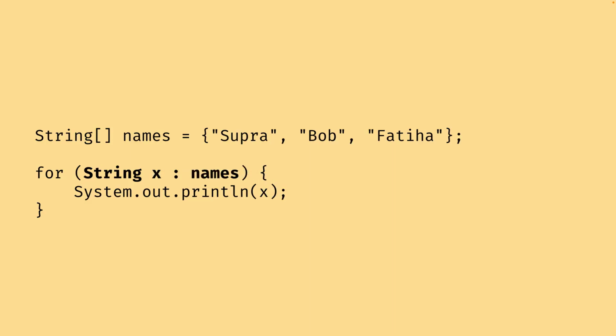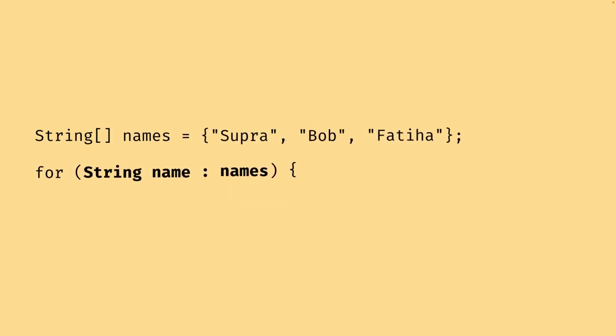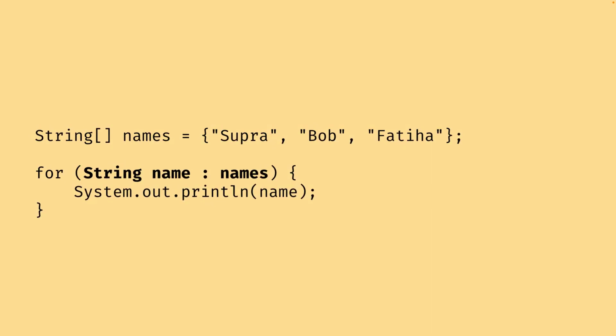Please mind that we could have named name anything. X would also have worked, but I chose name because that makes more sense. What I always do to myself that kind of helps reading the for each loop is, for every string X in names, or for every string name in names, go do the following.